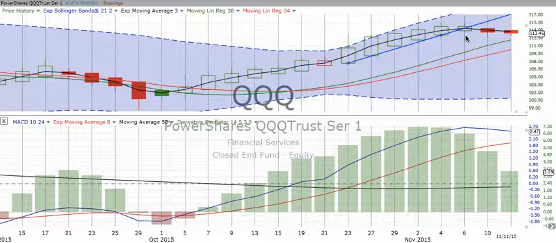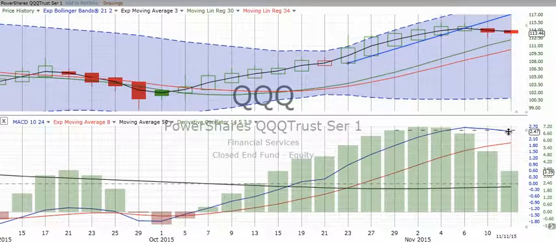What do we see there at QQQ? Well, we see not a down red box back on the 6th like we saw in the total market and the S&P 500. We see an up green box. And we see the market over the last two-day candles, red down candles, very small up wicks, so not a lot of up movement, mostly down.